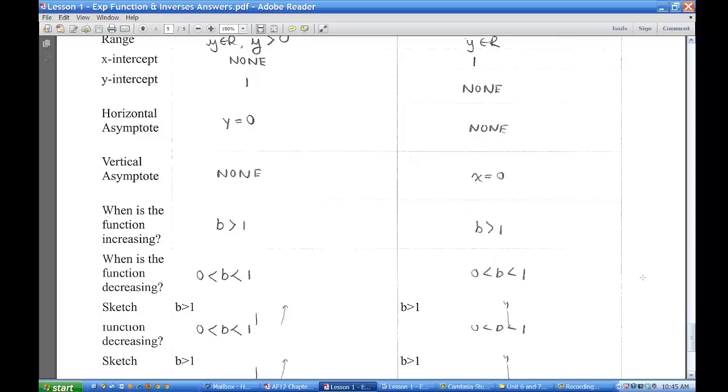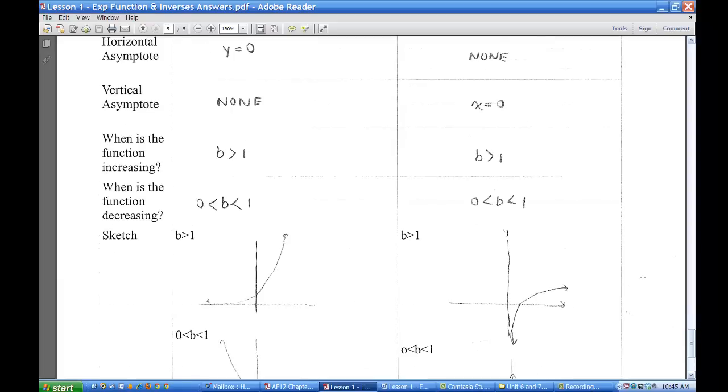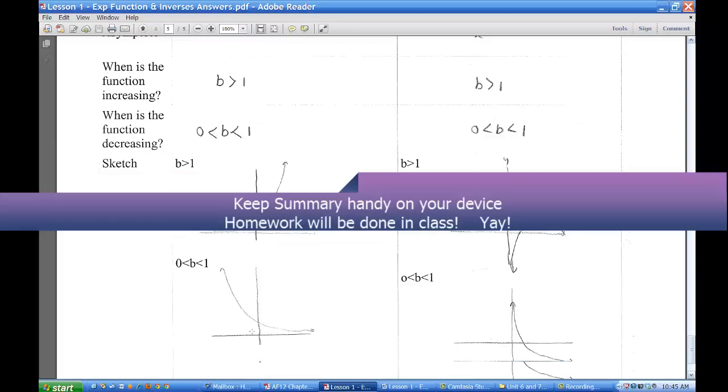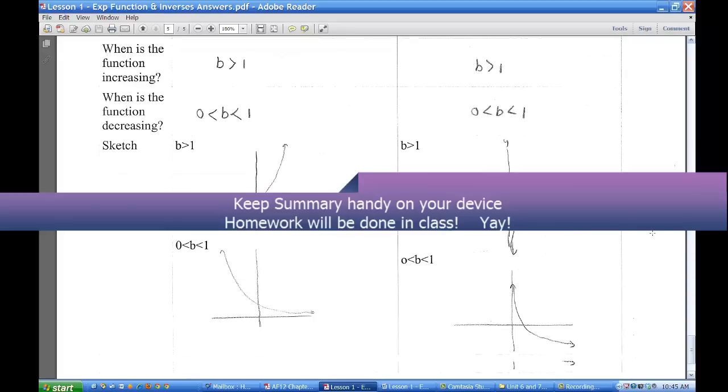Alright, so you have the sketches, the main sketches of the functions. So 2 to the power of x, 1 over 2 to the power of x, the inverse of 2 to the power of x, and the inverse of 1 over 2 to the power of x.